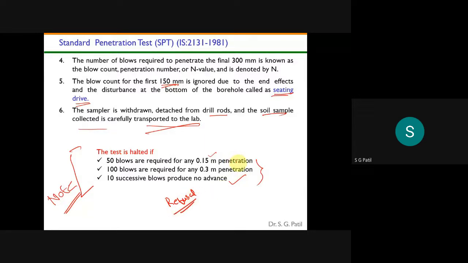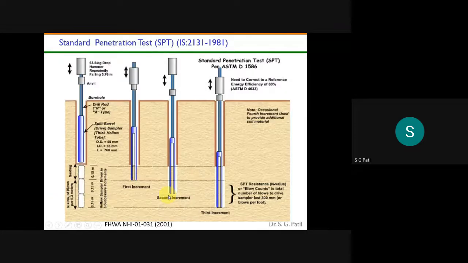So if you encounter these three conditions, you should stop the test. Otherwise, you will harm that sampler. You will damage that sampler. Understood? Okay, so another schematic, same figure.